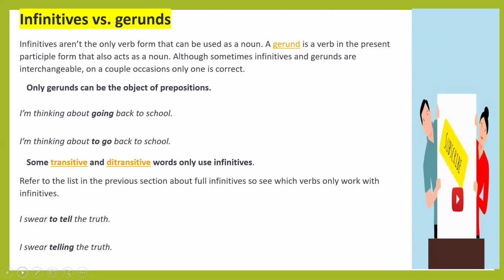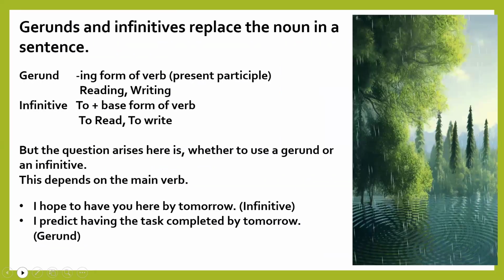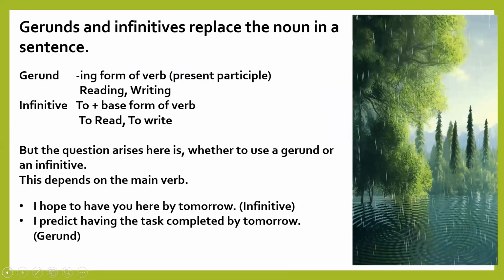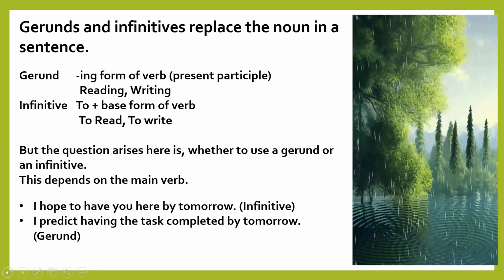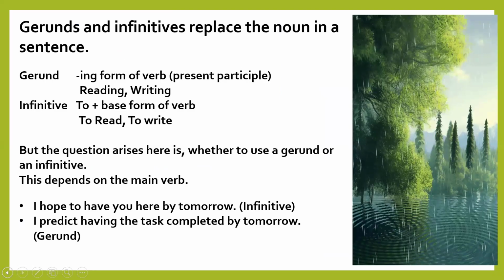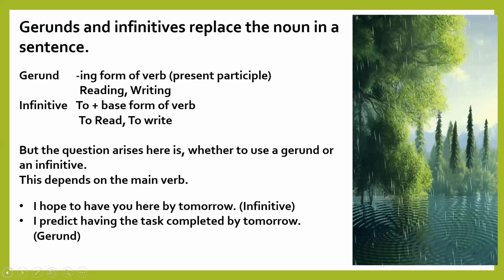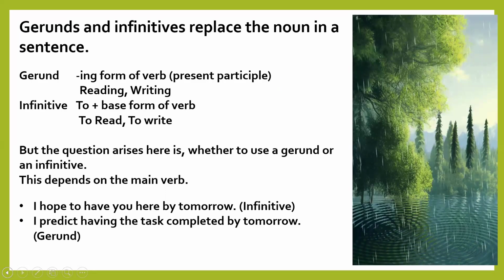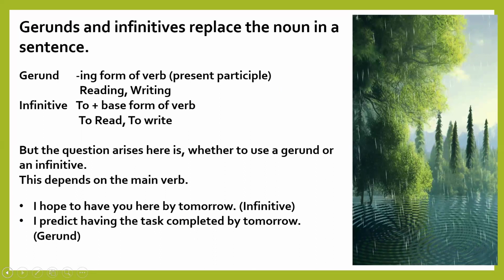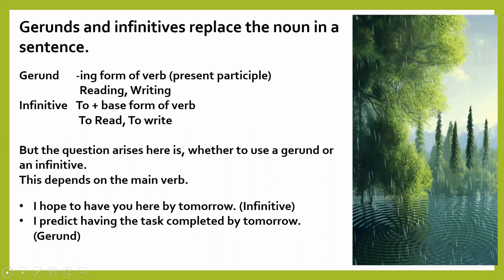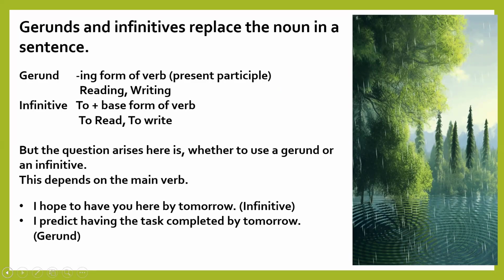Other examples are given. I swear to tell the truth: to tell is an infinitive. I swear telling the truth: telling is a gerund. So gerunds and infinitives replace the noun in a sentence. The gerund is the ING form of a verb, the present participle: reading, writing. The infinitive is to plus the base form of the verb, V1: to read, to write.